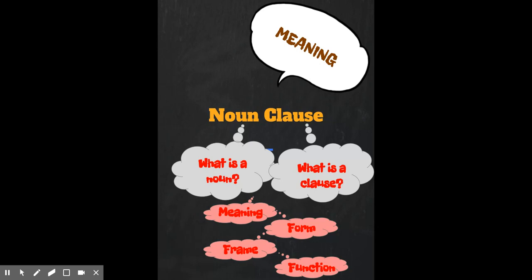So, given that the word noun is in noun clause, we can assume then that a noun clause will what? It's going to have the same or similar form, frames, and functions as what we know the single word noun to be. Let's look at clause. We know that a clause is a group of words that has both a subject and verb, and its function is to tell us the who and the what of the meaning. So putting that all together then, what is a noun clause?